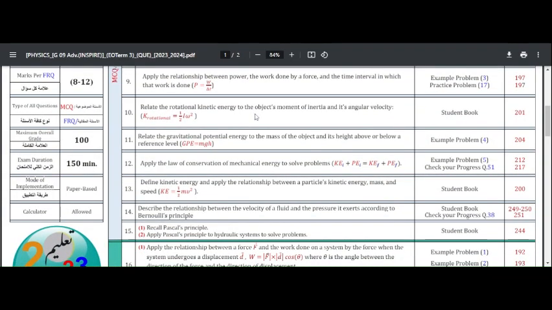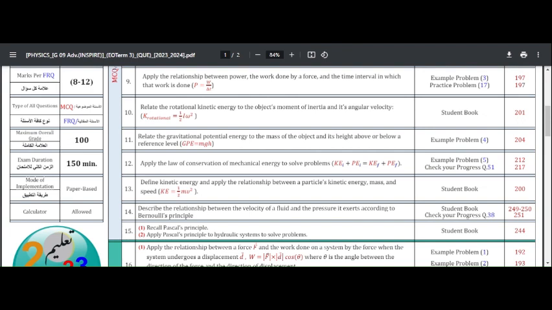Okay, now let us go to the ninth question, which is: apply the relationship between power, the work done by a force, and the time interval in which the work is done. So in this question, we will directly use the work done. Power is equal to work done divided by the time it took to do the work, right? Work done divided by time. So you will use this relationship. You have to read the question carefully and find out what is given.